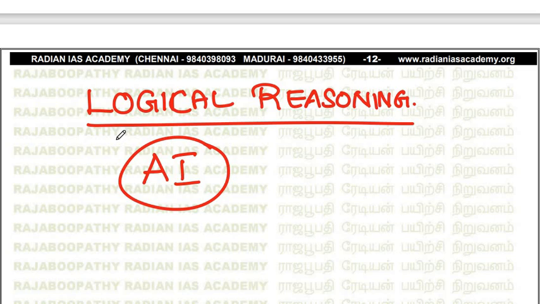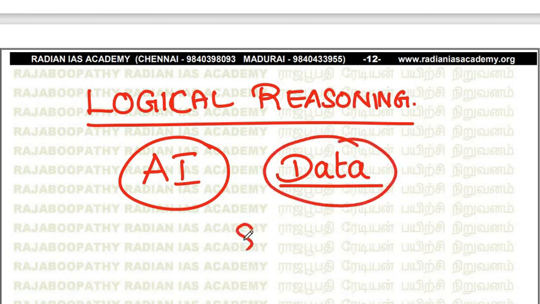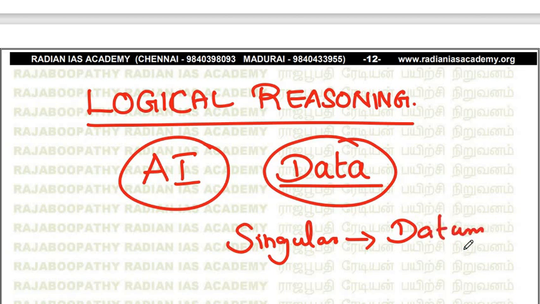Now English. Is data singular or plural? The word data. Singular or plural? Okay, very good. They said plural. What is the singular term for data? The singular term for data is datum. Please note that. Datum is the singular. Data is the plural.